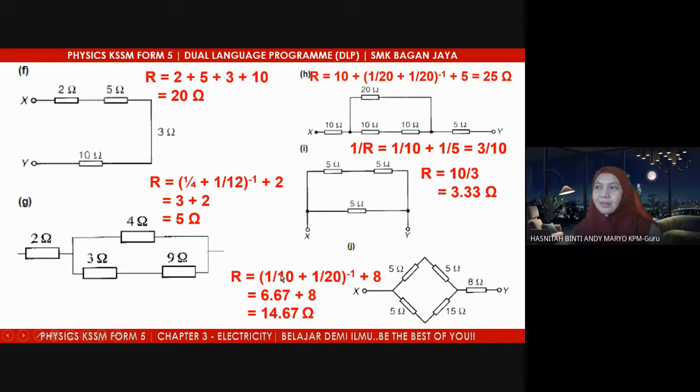Okay, let us check. Above we have 10, so reciprocal 1 over 10. Down here we have 20. So this is the reciprocal, then plus 8. For this junction, the effective resistance is 6.67, so plus 8 gives you 14.67 ohm. Very good, Nicholas.